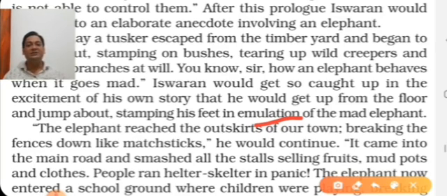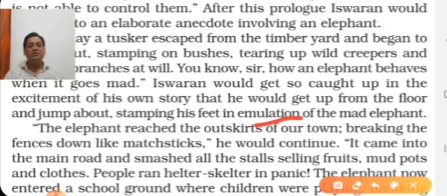The elephant reached the outskirt of our town. Outskirt means the border area of our town, breaking the fences down like matchsticks, whatever fences were protecting the fields from the cattle and stray animals. He was just breaking all the fences like matches. He would continue.